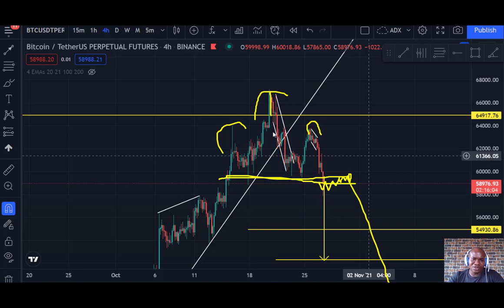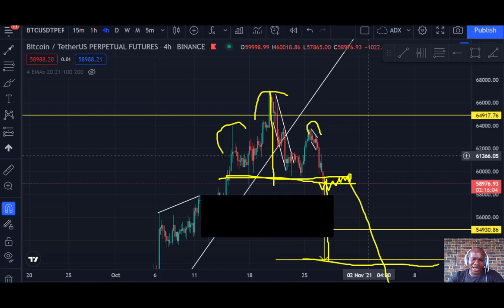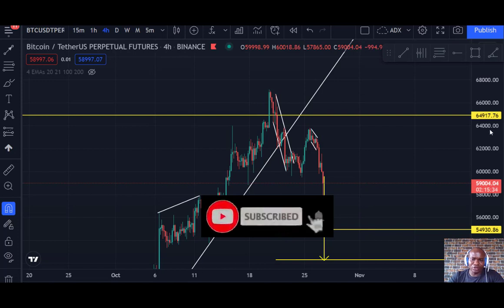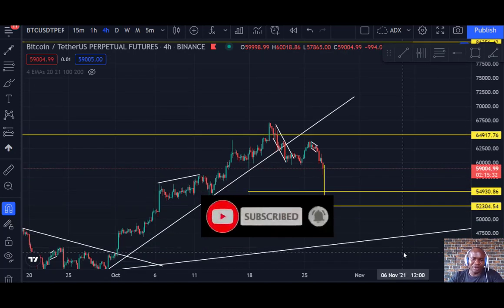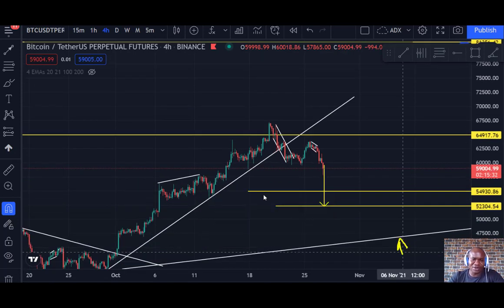And if we measure this to this, the same will be here, so we're expecting a test of 52,000, which will likely get to our trend at this point. All right, our trend at this point. So that's the second scenario.